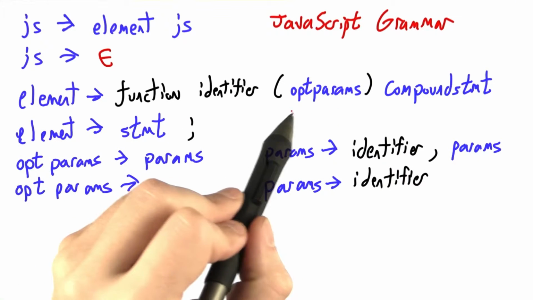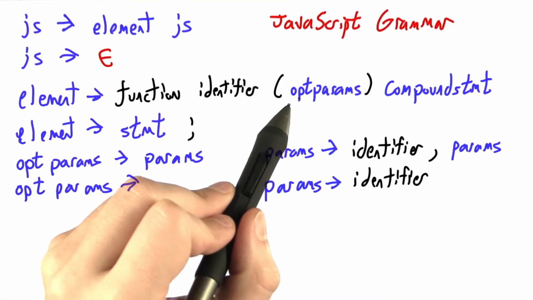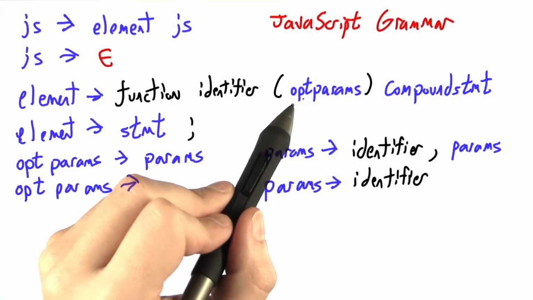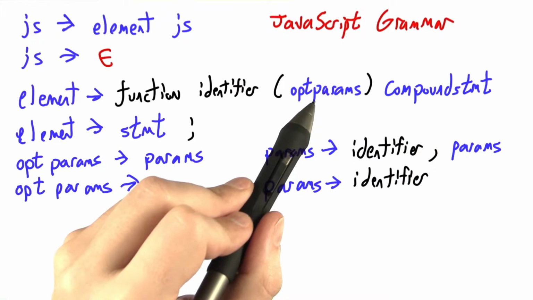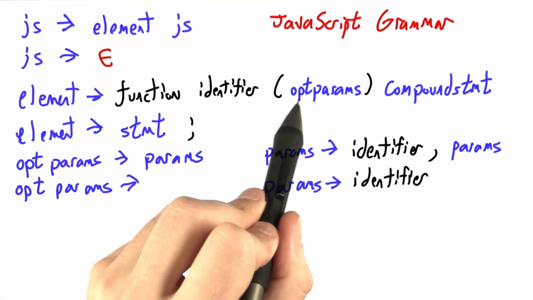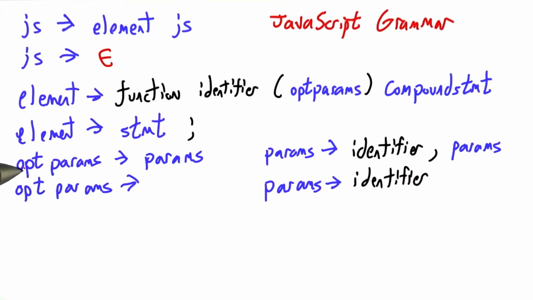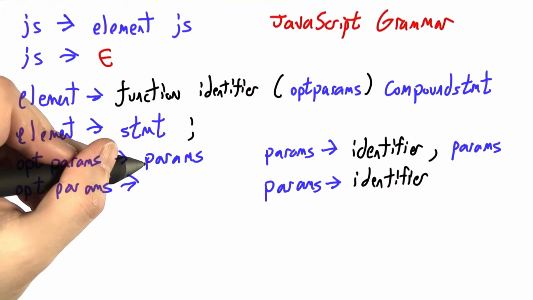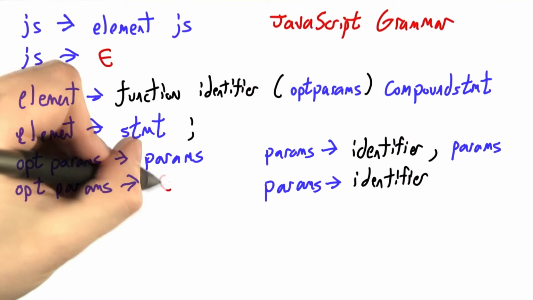When we're giving the definition for a function, it can have any number of formal parameters that we decide. Could be a function of x, y, and z, could just be a function of a, or it could be a function of no parameters. That's why this is optional, OPT. So an optional parameter declaration could either be some actual parameters, this is the common choice, or nothing.